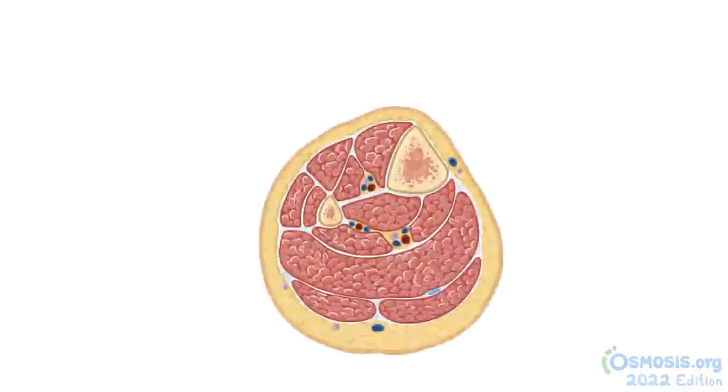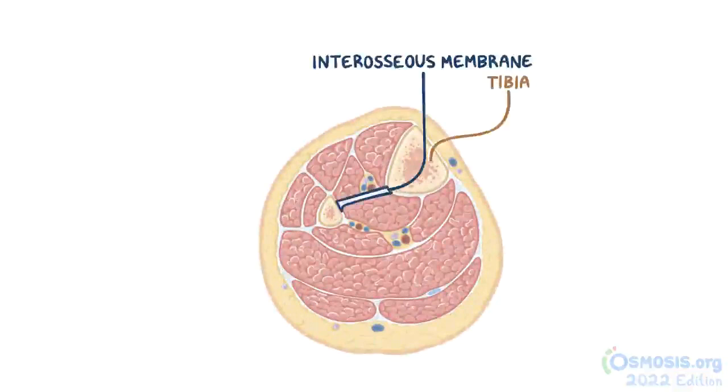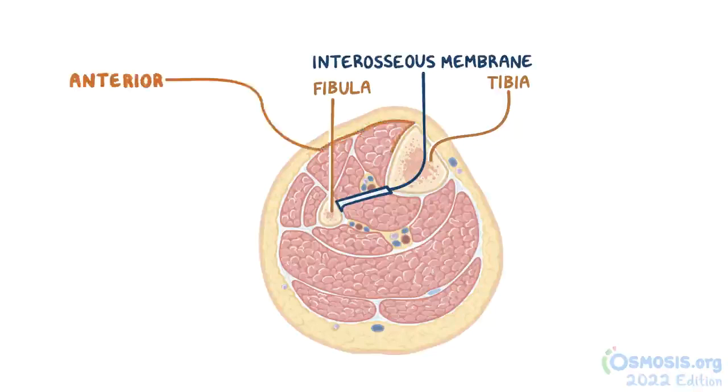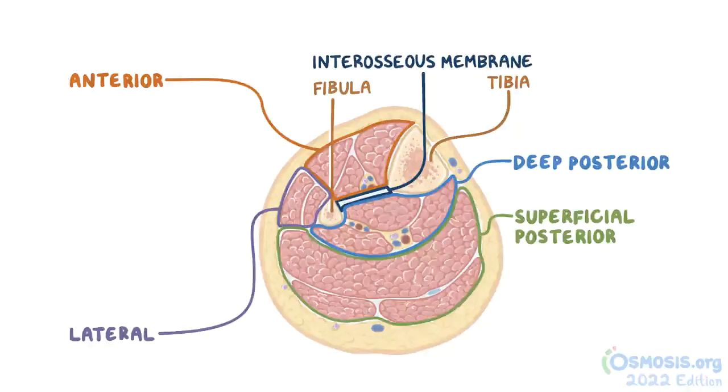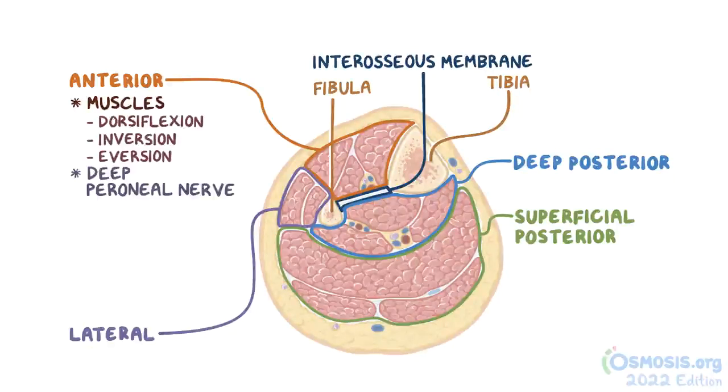Now, if we look at a cross-section of the lower leg, we can see that the fascia sends intermuscular septa that, together with the interosseous membrane between the tibia and fibula, divide the lower leg into 4 compartments. The anterior, lateral, deep posterior, and superficial posterior compartments all contain their own muscles and blood vessels. For example, the anterior compartment holds the muscles that perform dorsiflexion of the foot and also aid in its inversion and eversion. The deep peroneal nerve that innervates them and its blood supply come from the anterior tibial artery and veins.